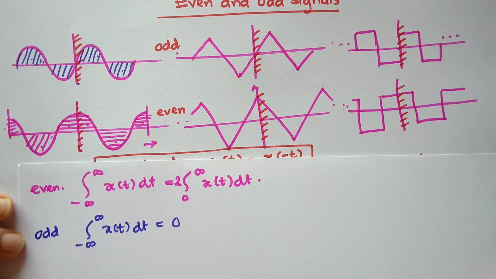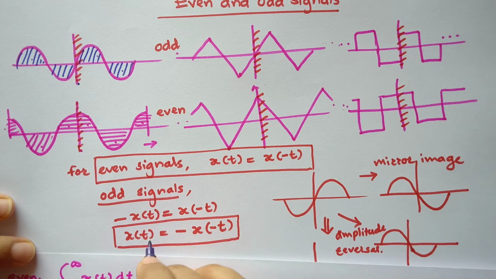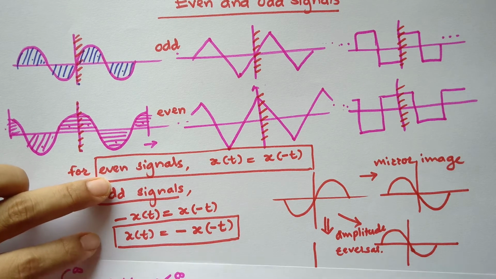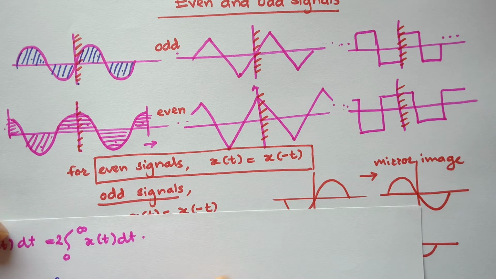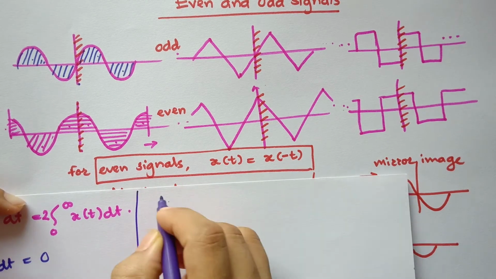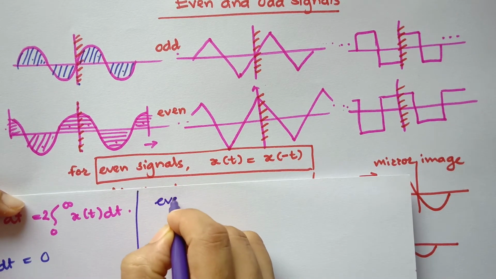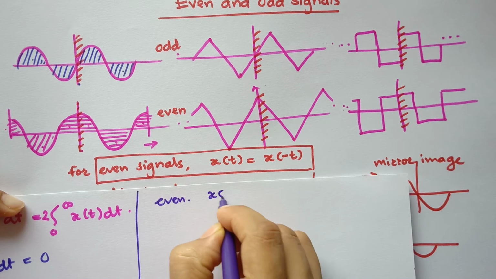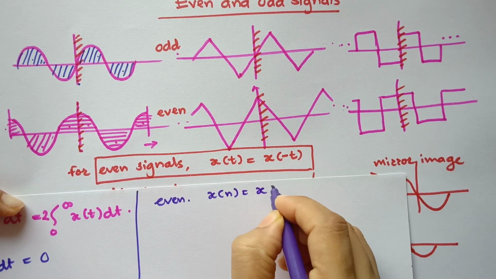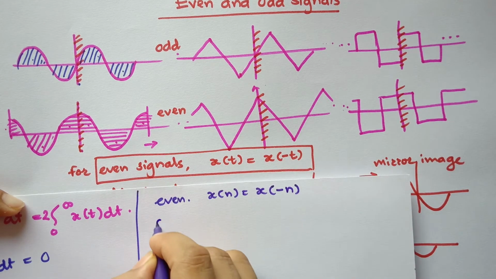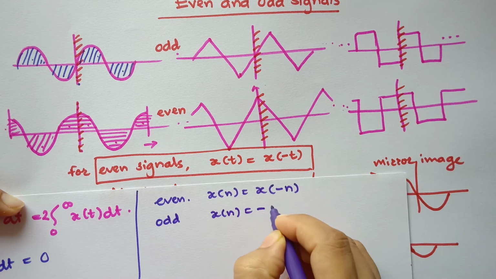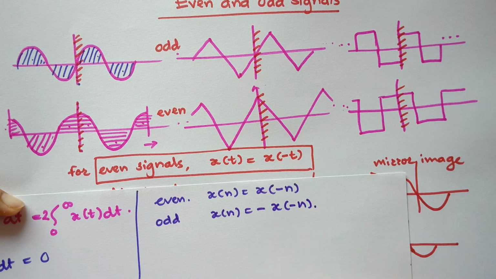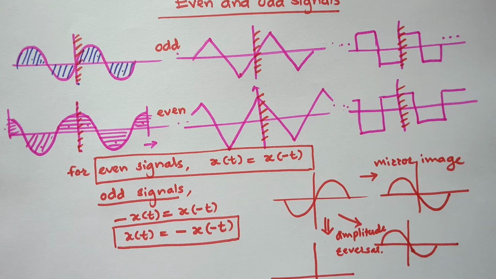So similarly, as we wrote equations for even and odd signals in the continuous time case, for discrete time sequences we can write for even signals x of n is equal to x of minus n, and for odd signals we can write x of n is equal to minus x of minus n. Okay. Now we'll take one example.